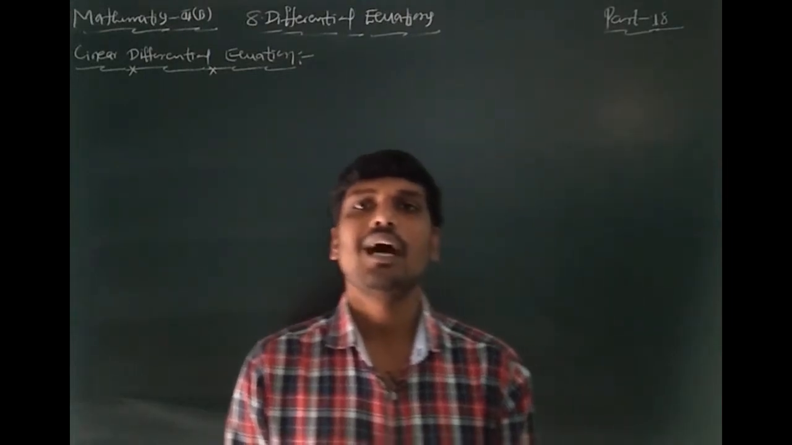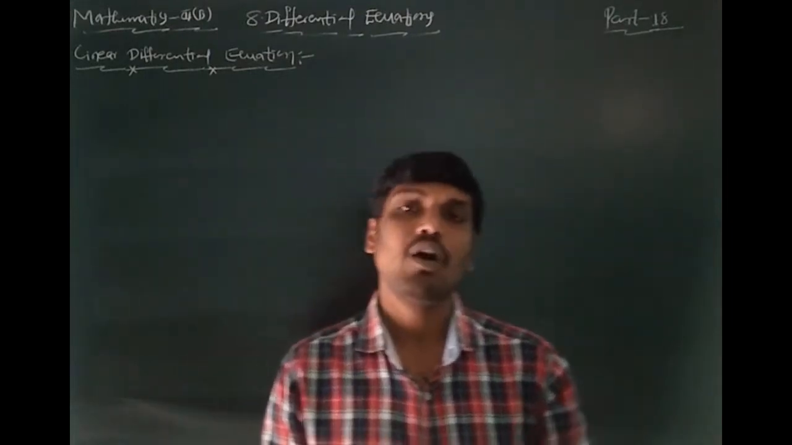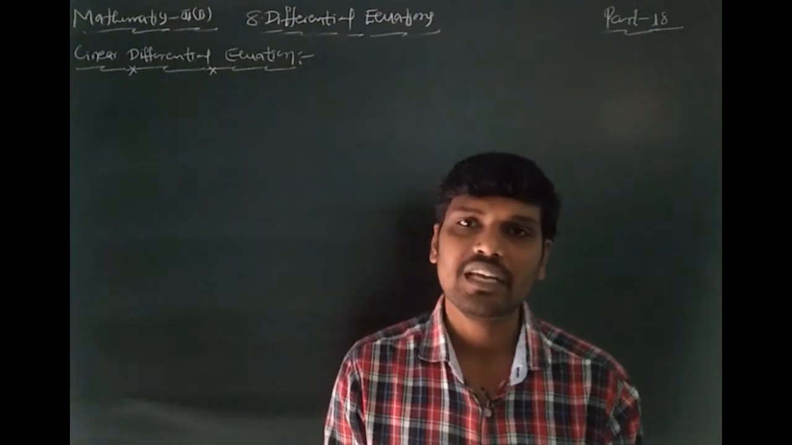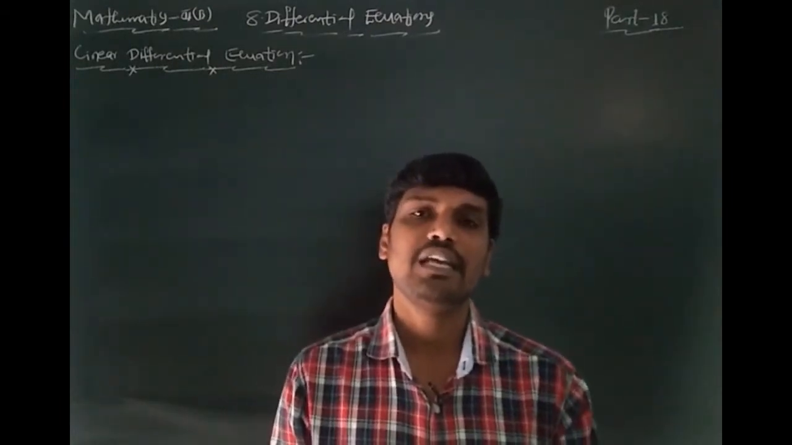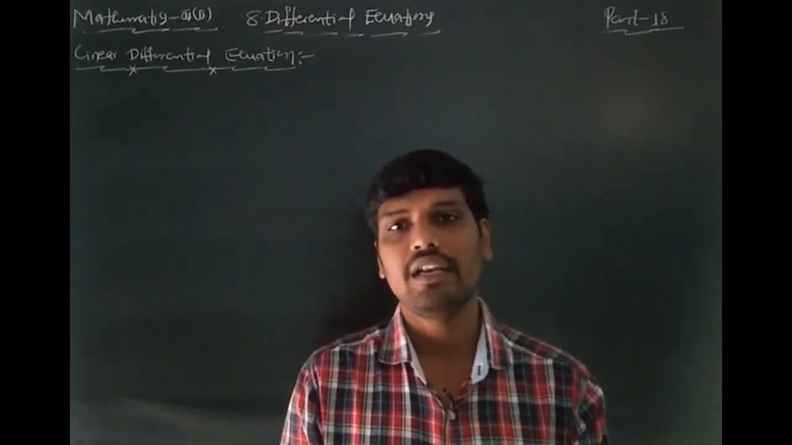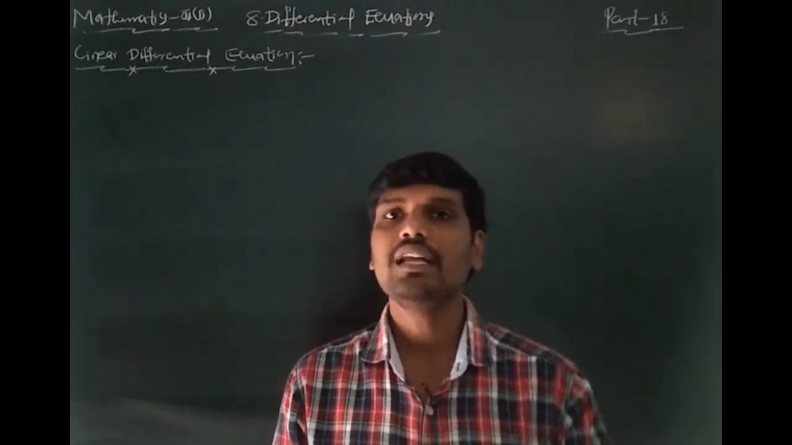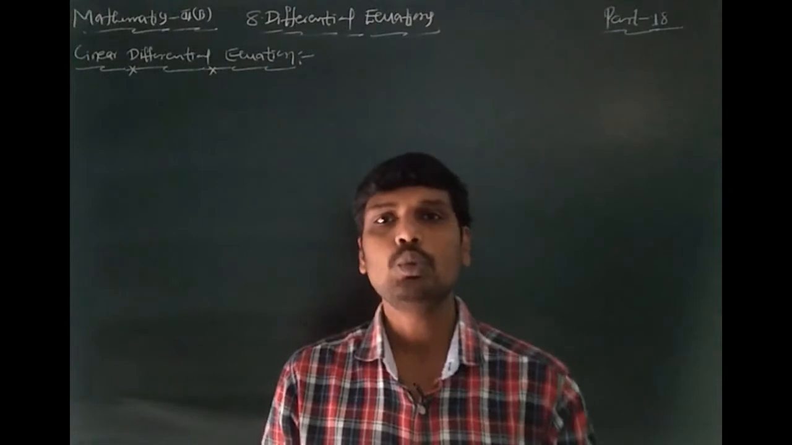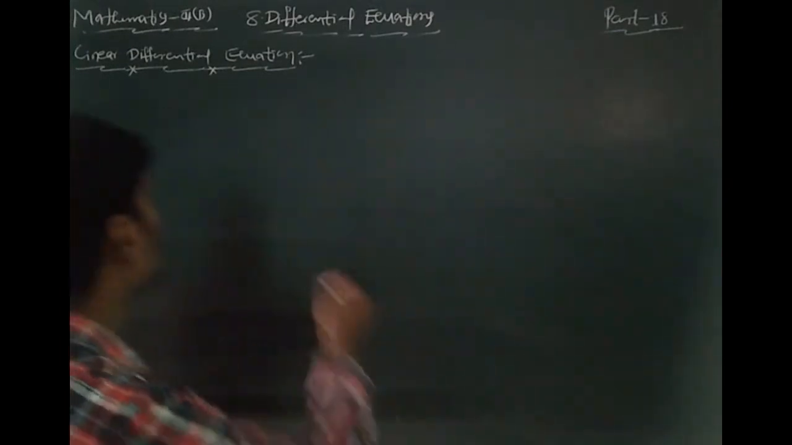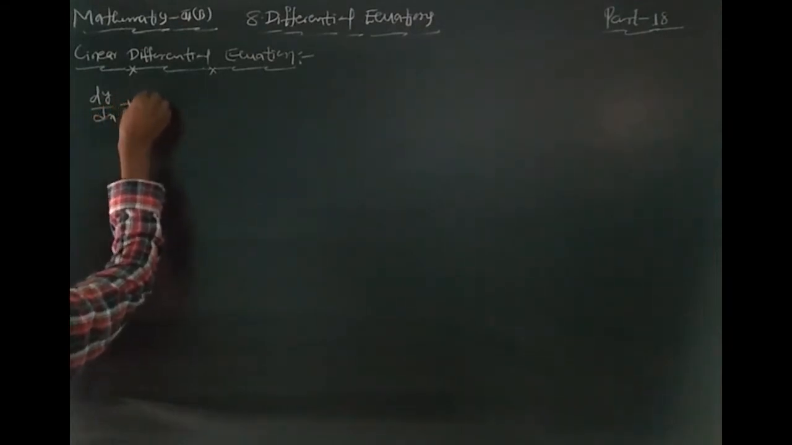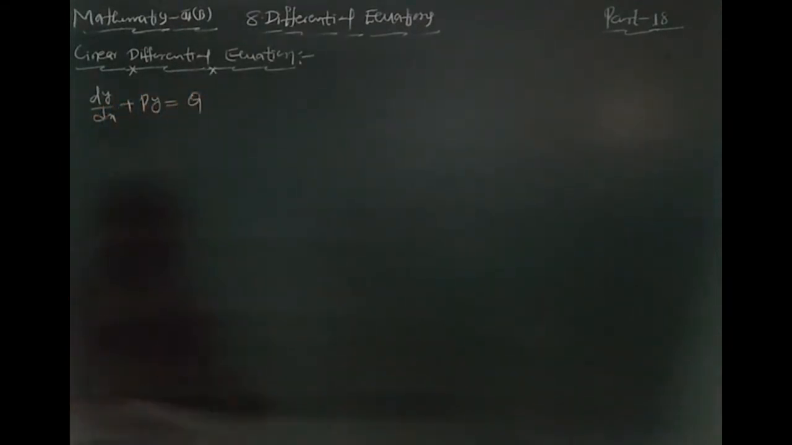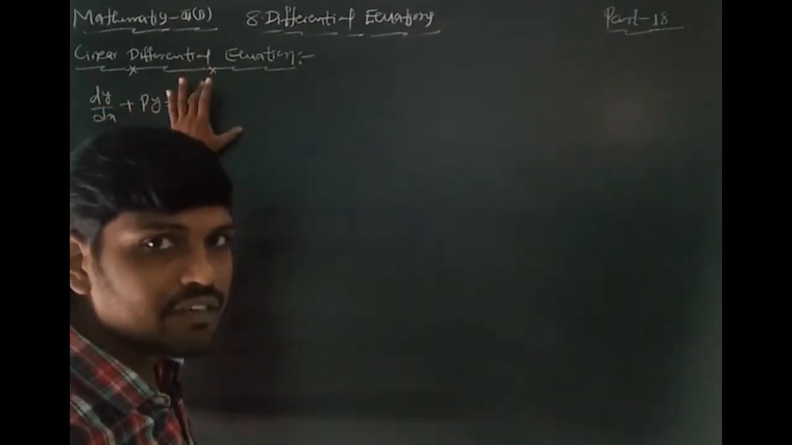Today we discuss the linear differential equation. What is the meaning of linear differential equation? When the highest degree of the differential equation is one, that is called a linear differential equation. A linear differential equation has two forms. The first form is dy by dx plus py is equal to q. This is the first form of the linear differential equation.